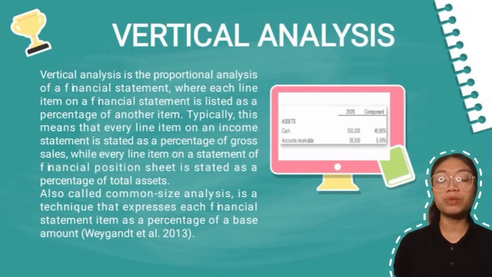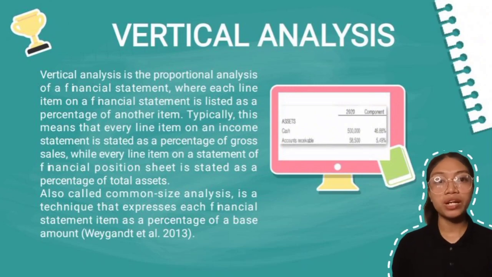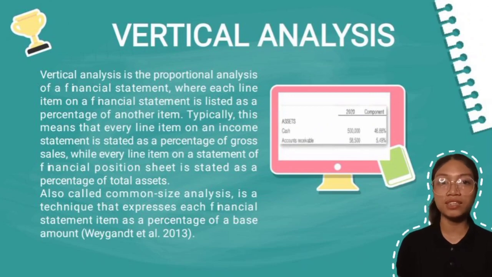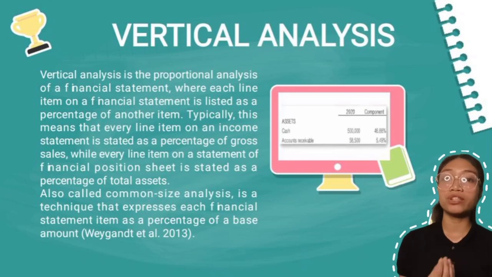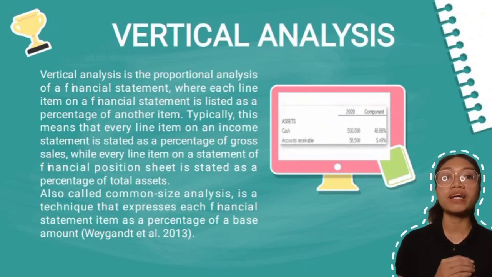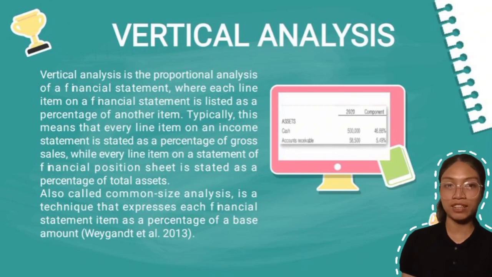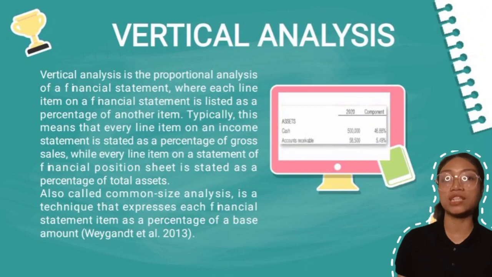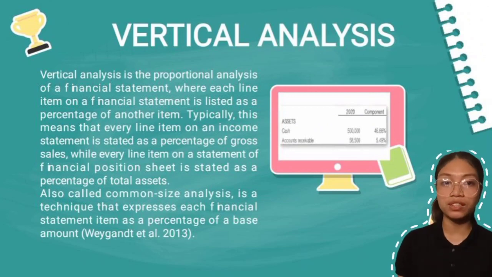Vertical analysis is the proportional analysis of a financial statement, where each line item on a financial statement is listed as a percentage of another item. Typically, this means that every line item on an income statement is stated as a percentage of gross sales, while every line item on a statement of financial position is stated as a percentage of total assets. In simple terms, vertical analysis is a way to compare different items on a financial statement by expressing them as a percentage of a specific item. For example, on an income statement, each line item is shown as a percentage of the total sales, and on a balance sheet, each line item is shown as a percentage of the total assets.